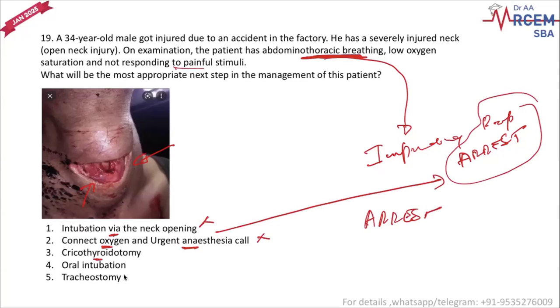Cricothyroidotomy. Yes, you can do a cricothyroidotomy. Good idea. Tracheostomy. Yes, good idea. Oral intubation. Yes, good idea. What we need to follow is the difficult airway algorithm.